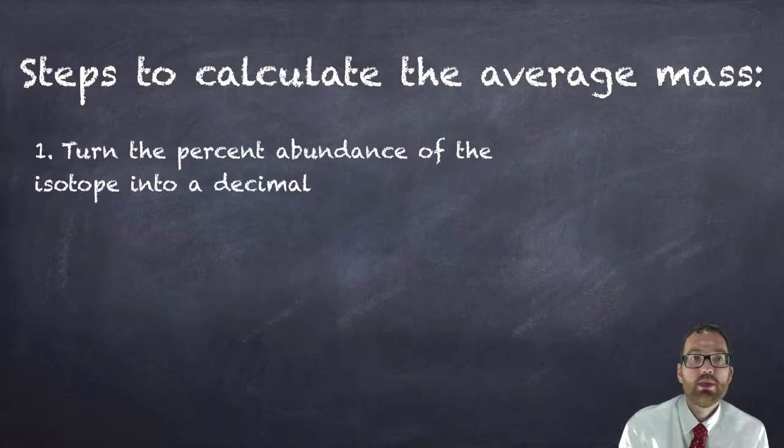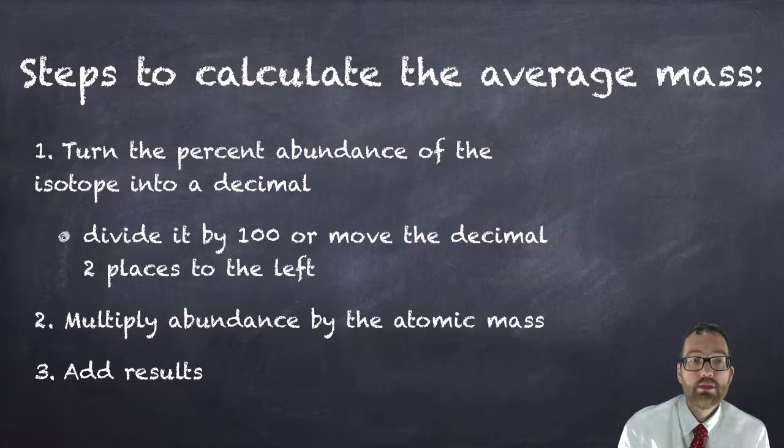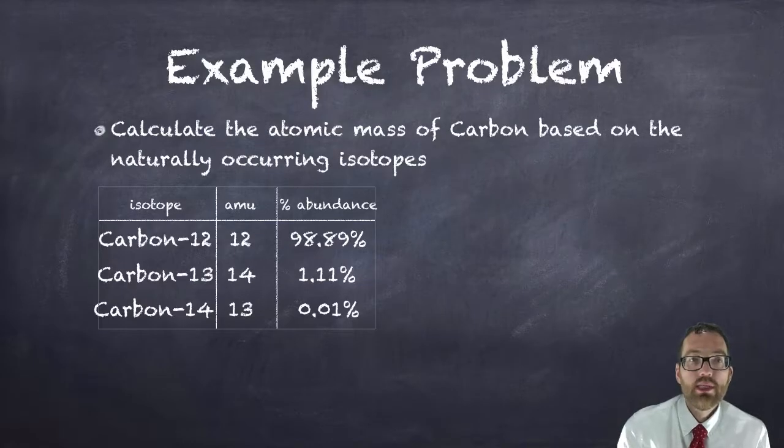So step number 1 is turn the percent abundance of an isotope to a decimal. To turn it to a percent, they had to multiply by 100. You just need to turn it back into a decimal by dividing by 100 or moving the decimal 2 places to the left. Step number 2 is to multiply that abundance as a decimal by the atomic mass that's given in the problem. Step number 3 is add your results. So here's an example problem.